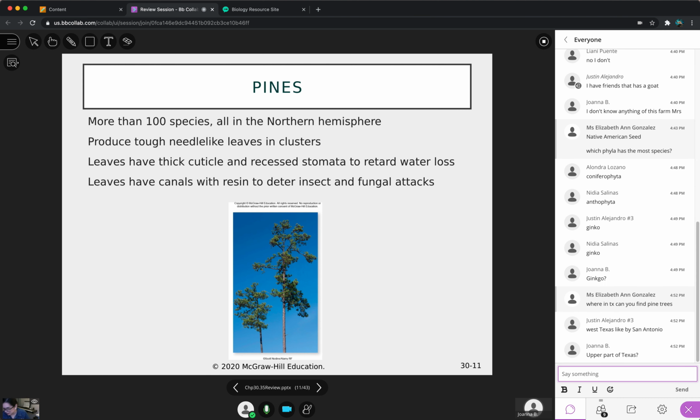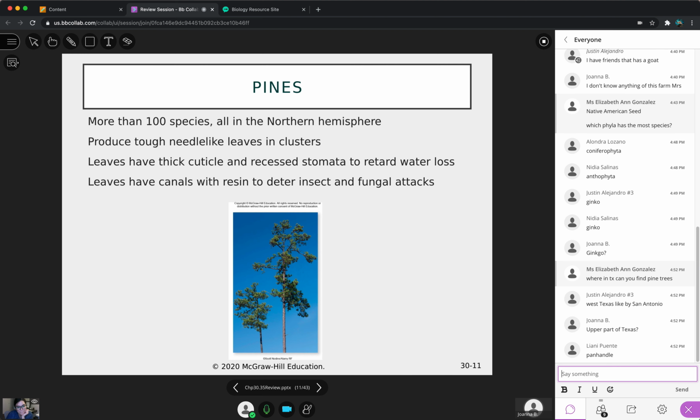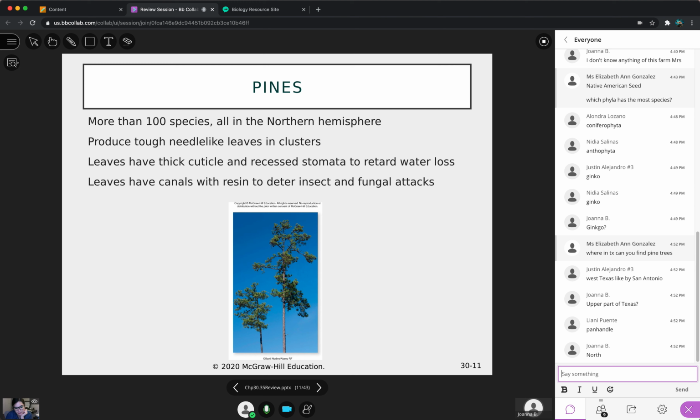Take a guess. Do you think it's in the Panhandle, East Texas? We know it's not South Texas. West Texas. What part of Texas do we find pine trees? So it is in the upper part, but it's not in the Panhandle. The Panhandle is like Amarillo and Lubbock, and there's like nothing there. I went to school up there, and it's like a dust bowl.